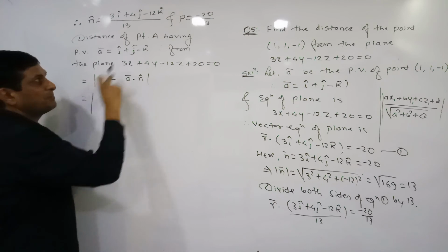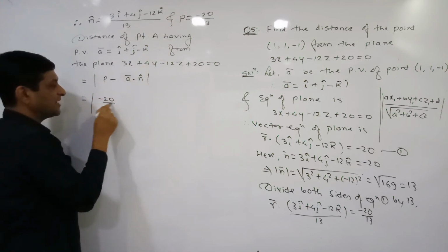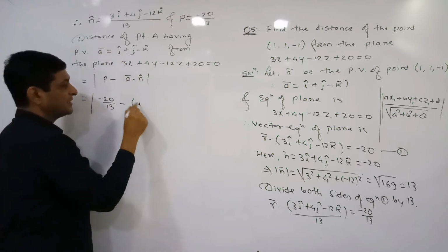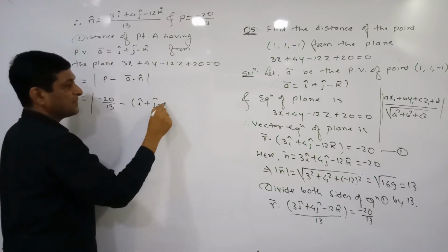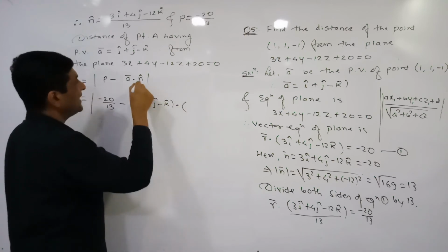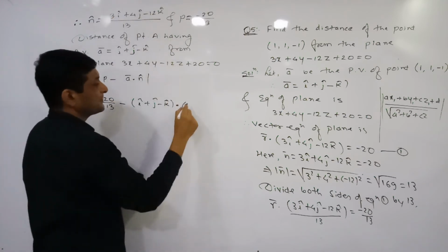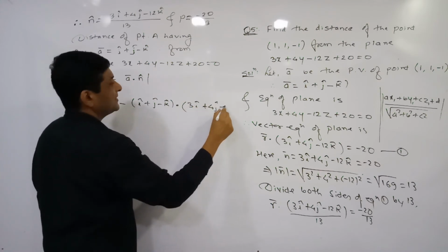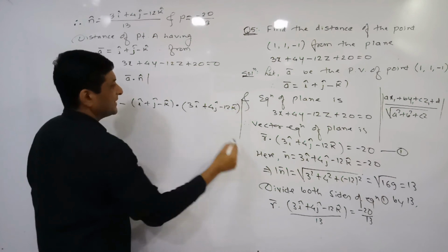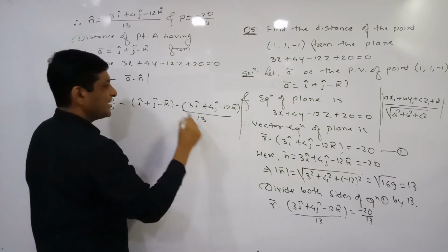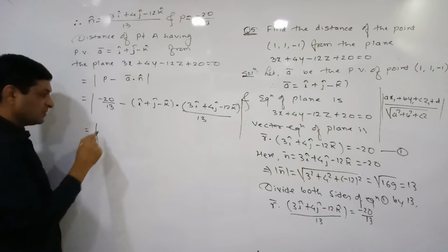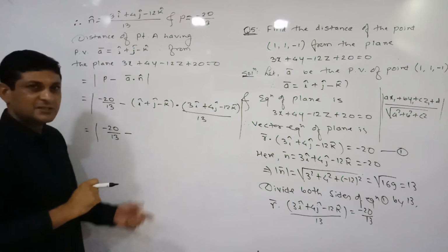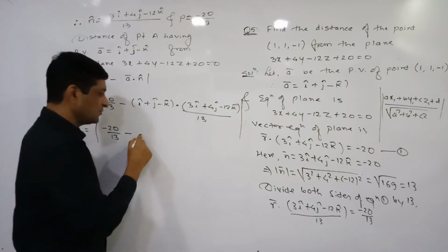So substitute the value of p. p is equal to minus 20 upon 13 minus A bar dot n cap. This is the value of A bar, that is i cap plus j cap minus k cap dot n cap. What is the value of n cap here? 3i cap plus 4j cap minus 12k cap, okay, divided by 13. So which is equal to, keep this minus 20 upon 13 as it is, minus also as it is. We are simply taking the dot product of these two vectors.